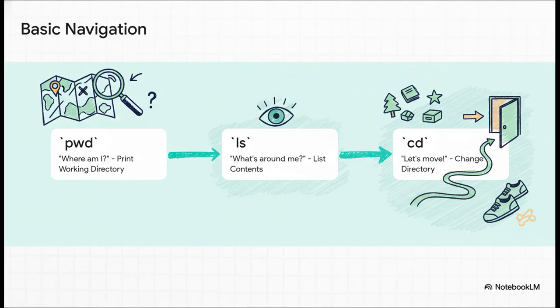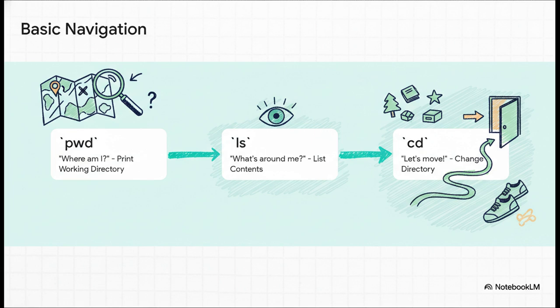So how do you find your way around this tree? It's a simple three-step dance. First, you ask, where am I right now? With pwd. That stands for Print Working Directory. Then, you look around and ask, what's in here with me? With ls, which lists the contents. And finally, you say, okay, let's go over there. With cd to change directory. That's it.